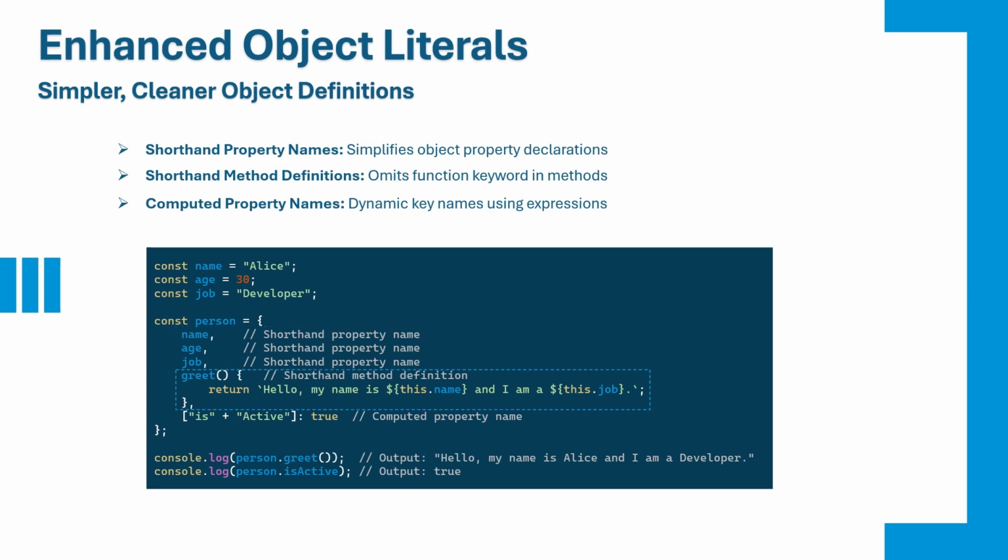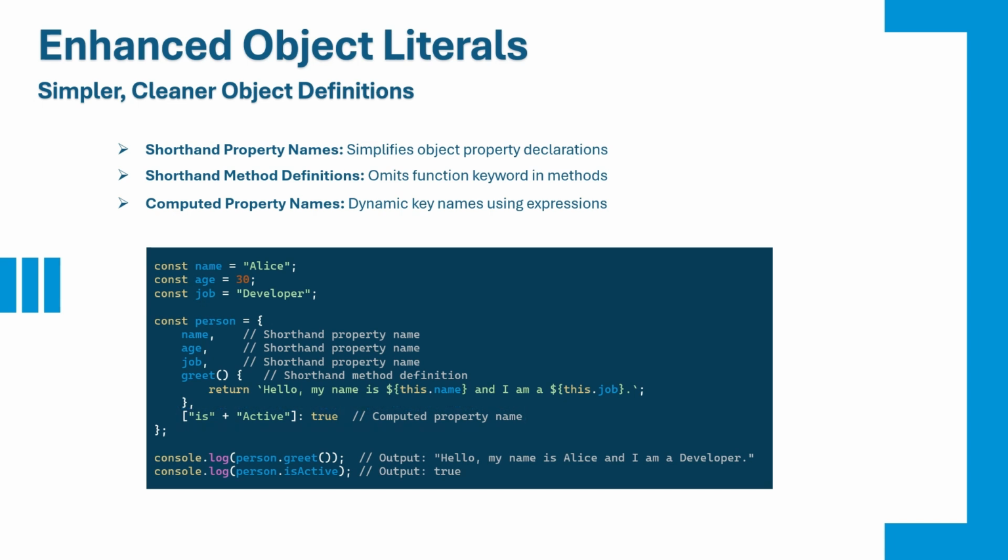Shorthand method definitions. Instead of defining greet function using function keyword, we use greet directly. This shorthand makes it clear that greet is a method of person object. Computed property names. The expression concatenating is and active is used to dynamically generate the property name isActive. This flexibility allows for more powerful dynamic object construction, especially when property names are not static.